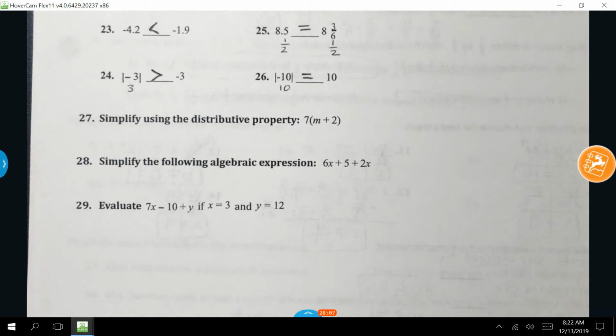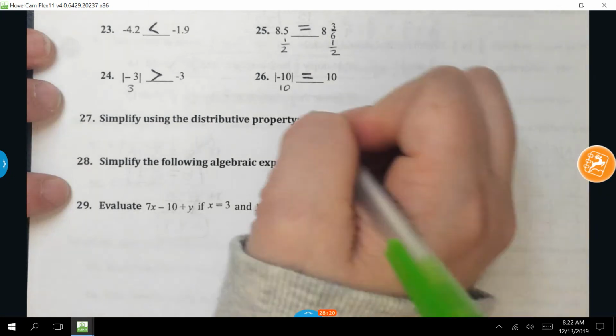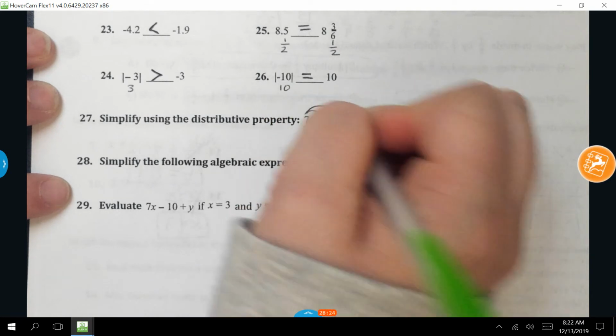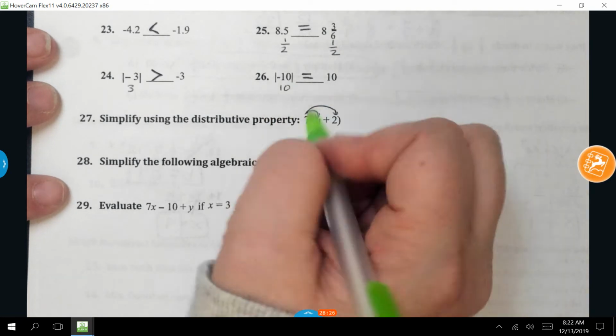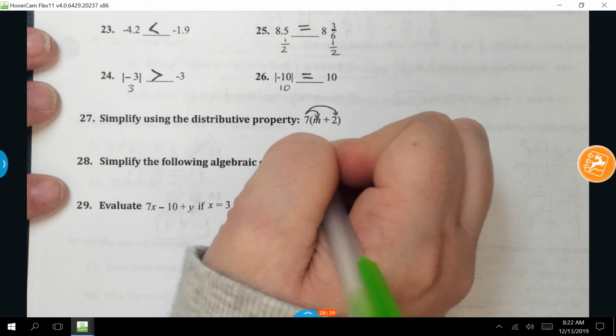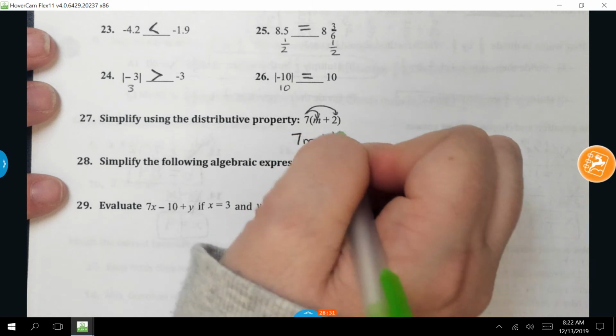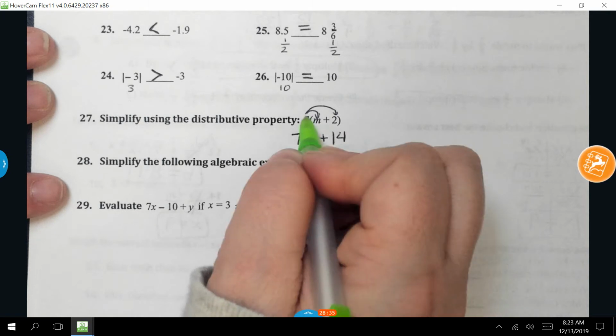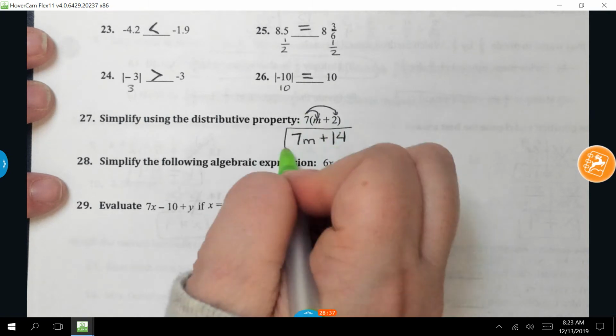Simplify using the distributive property. What does the distributive property do? How do I use the distributive property? You put an arrow from 7 to M, and an arrow from 7 to 2. And what does that give me? 7M plus 14. So she multiplied 7 times M. We just write them next to each other. And then multiplied 7 times 2, which gives me 14.